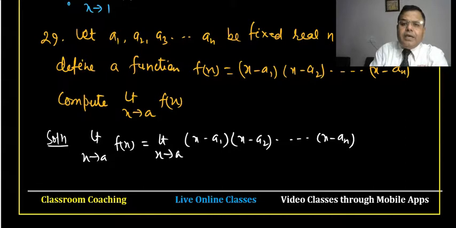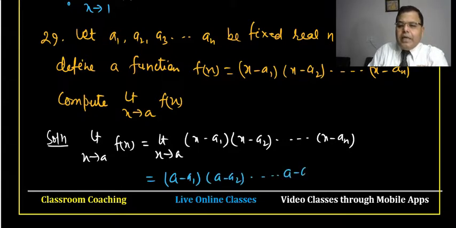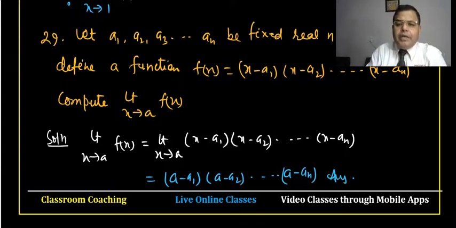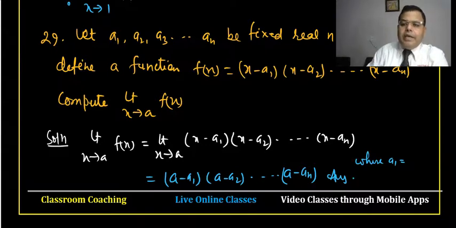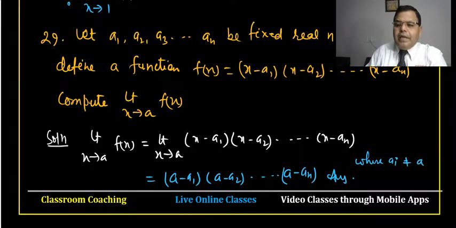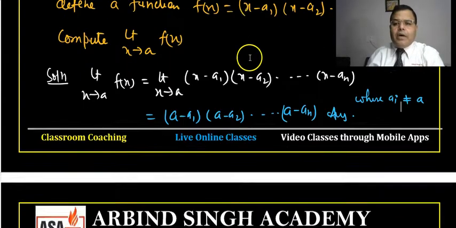In that case, the answer will be, just put x is equal to a minus a1, a minus a2, a minus a3 and a minus an. That will be the answer of this question. If a is not equal to any one of them, where a1, a2, a3, all of them are not equal to a, all ai different, not equal to a. If any one of them is equal to a, then this must be equal to 0. I hope you got it.